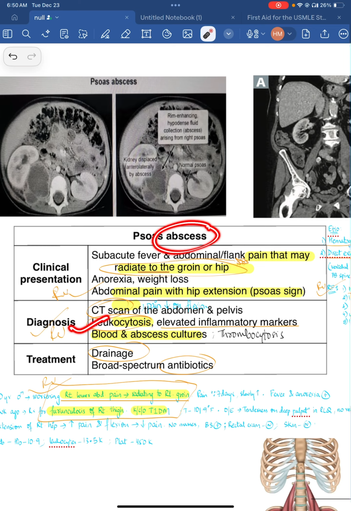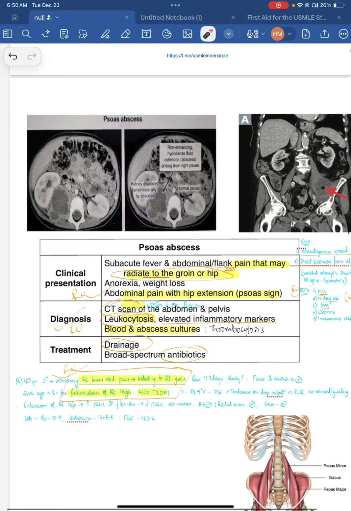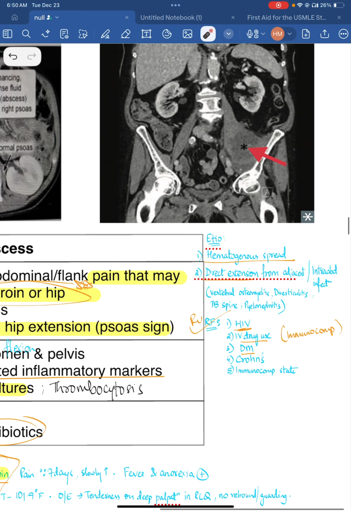Leukocytosis will be there obviously because this is an abscess. Inflammatory markers will be increased. You need to do blood and abscess culture. Treatment is obviously, abscess means drainage should be done and antibiotics should be given. That is it. What is the etiology of psoas abscess?